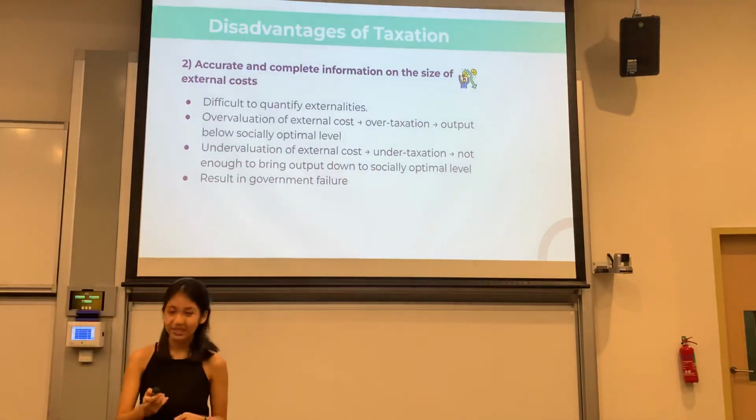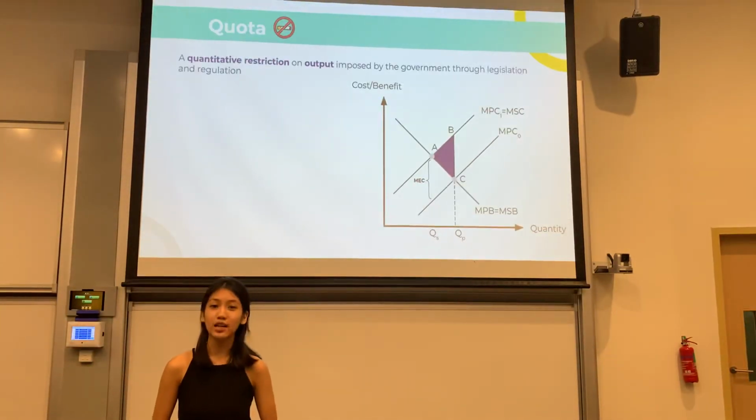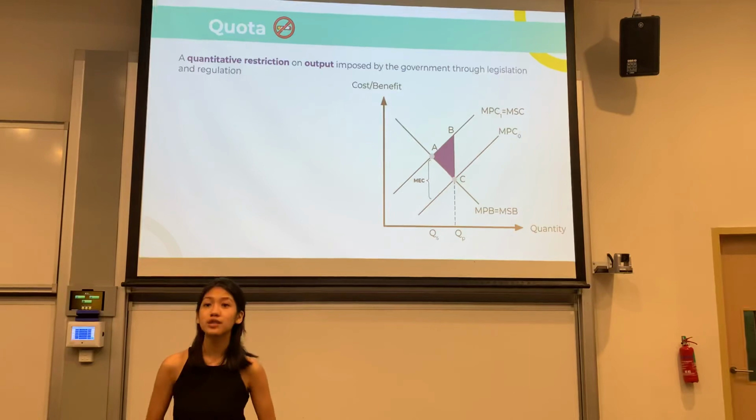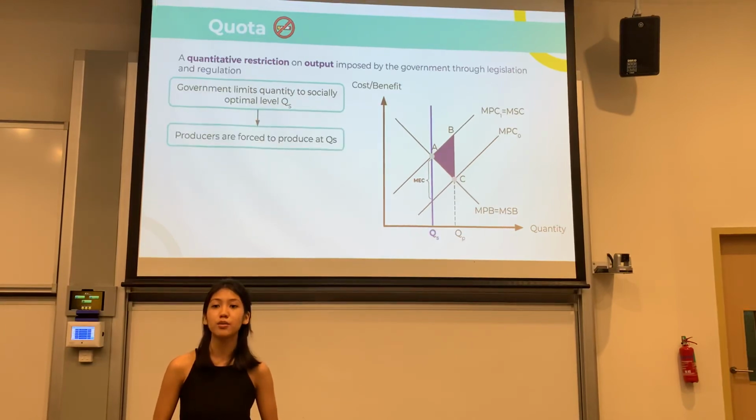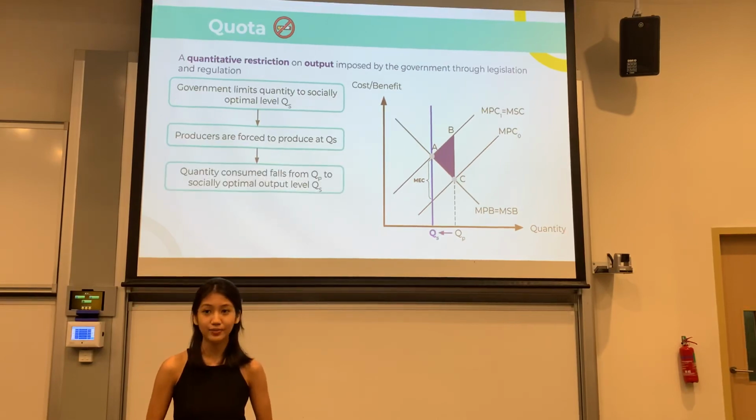Thank you, Lorraine. Next up, we have a production quota where the quantity produced can be limited via government legislation and regulation. Initially, we produce at the point MPC is equal to MSB to produce QP. This, however, results in a deadweight loss as shown by the shaded region. By restricting the quantity produced to QS, producers will have to reduce their production from QP to QS where MSC equals MSB. This eliminates deadweight loss and corrects market failure.